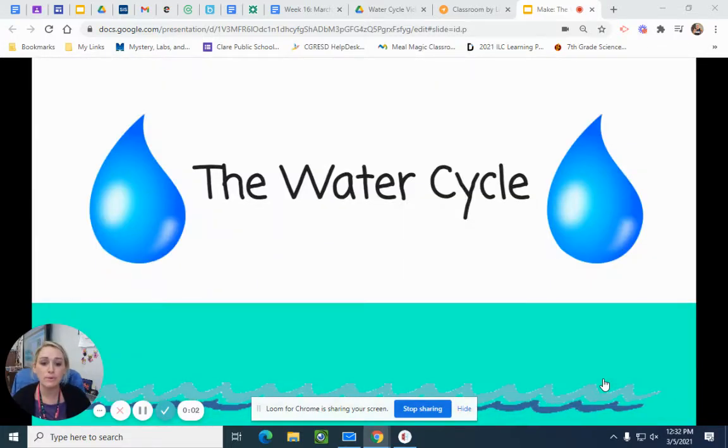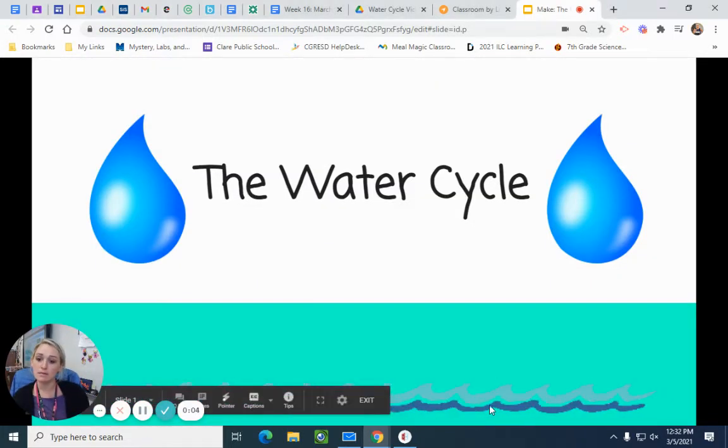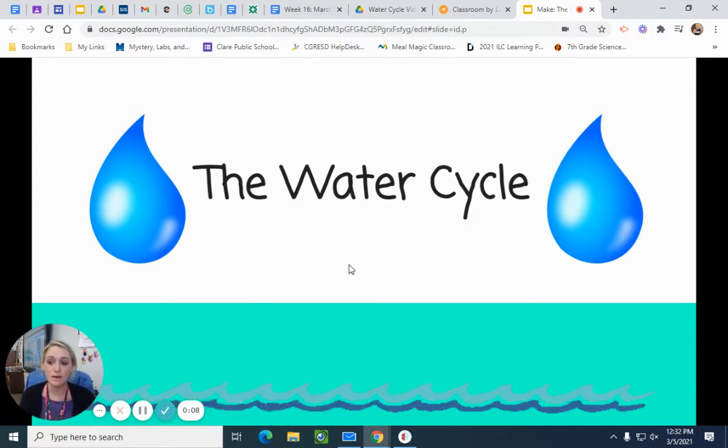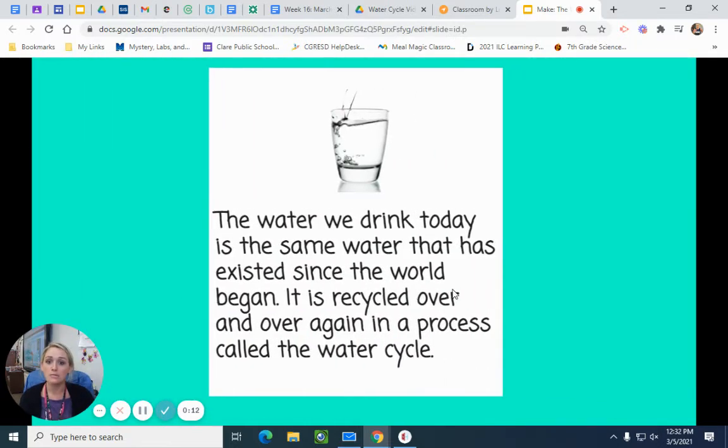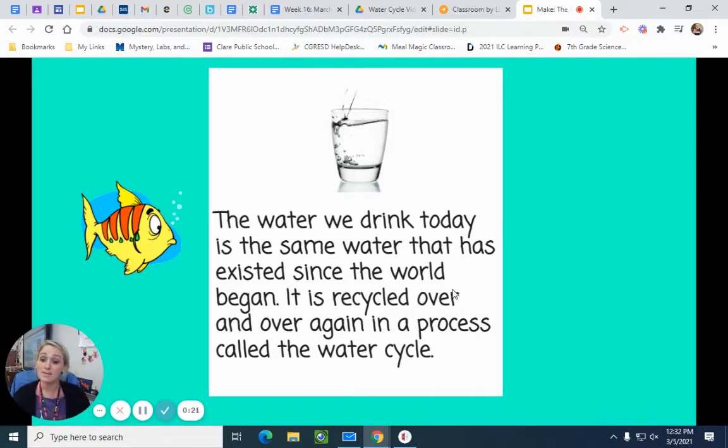So I wanted to go through my water cycle review lesson, kind of tying everything together from the lessons we did last week. So here we go. The water we drink today is the same water that has existed since the world began. It's recycled over and over again, and we call this recycling process the water cycle or the hydrological cycle.